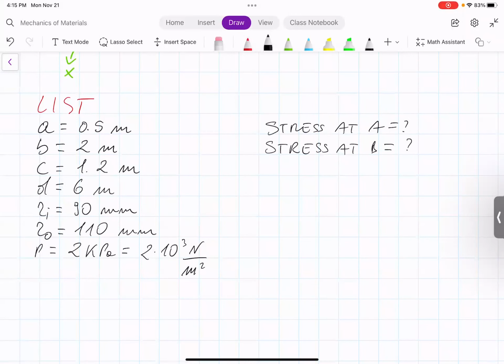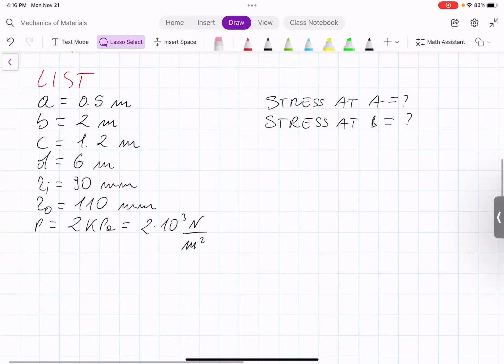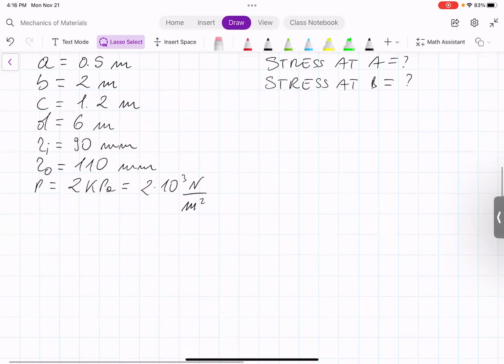What we have to determine is basically the stress at 2 locations. In particular, we need the stress at point A and the stress at point B. So basically we have to go through several steps in order to obtain the solution to this problem.